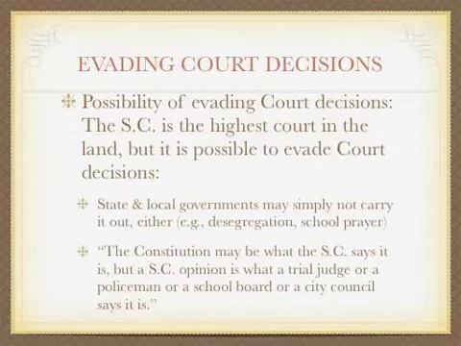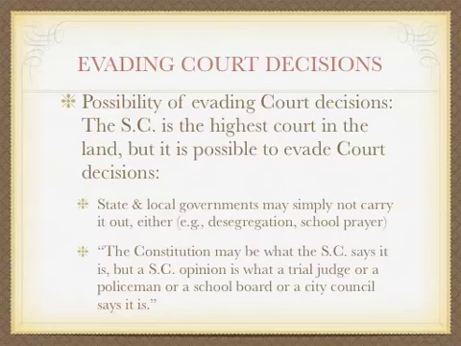States and local governments may also drag their heels. Actually, some of them may refuse to actually carry out a court order, things like desegregation, school prayer. The schools or the local governments will actively try to find some wiggle room. It does happen. And, when we look at this too, the Constitution may be what the Supreme Court says it is, but a Supreme Court opinion is what a trial judge or a policeman or a school board or a city council says it is. It's kind of interesting from that perspective.